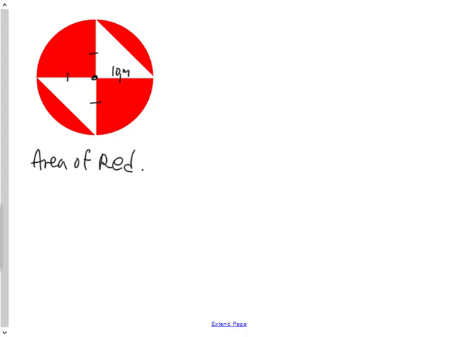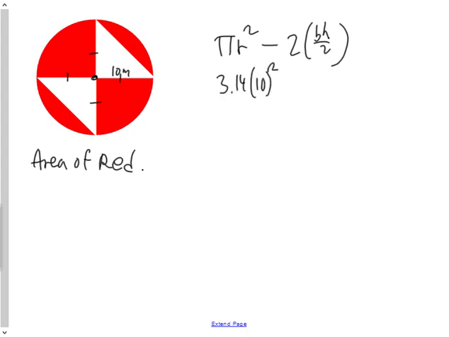So if you think about pi r squared as if there was nothing cut out of the red circle, then the red circle as a whole would have been pi r squared. But we have to take away 2 triangles that have an area of base times height divided by 2. So if you put this for your formula, that's perfect. Now, if you use 3 or 3.14 for your pi, it depends. I'm going to use 3.14.